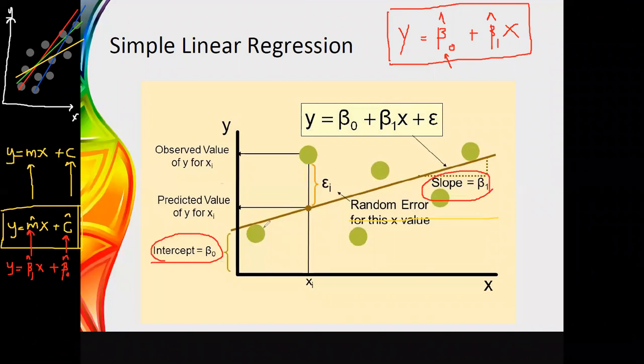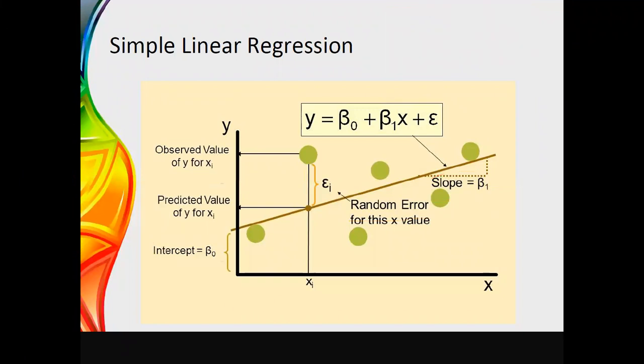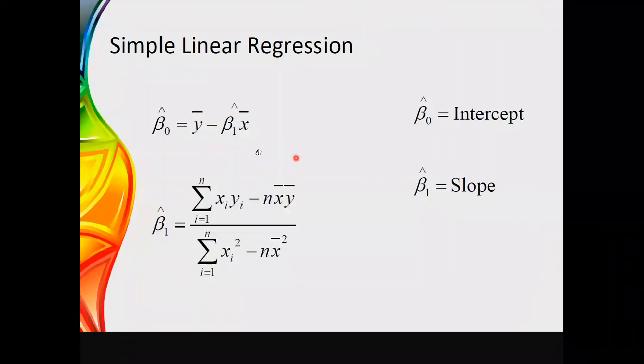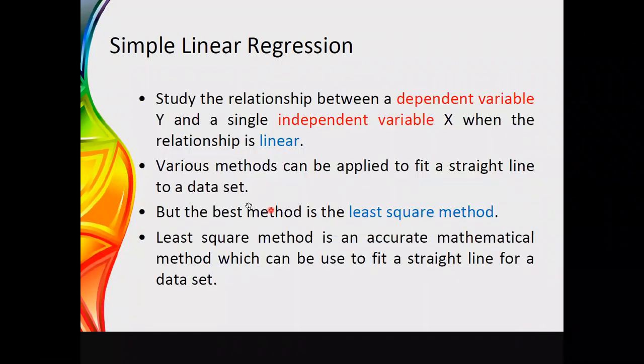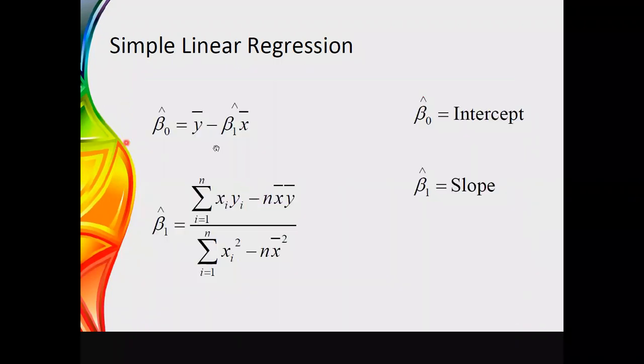Therefore, these are the two quantities that we need to identify if we are fitting a simple linear regression model. And these are the two equations that we use to fit the simple linear regression. These equations have been obtained using the least squares method. The first equation is beta naught hat equals y bar minus beta 1 hat x bar.